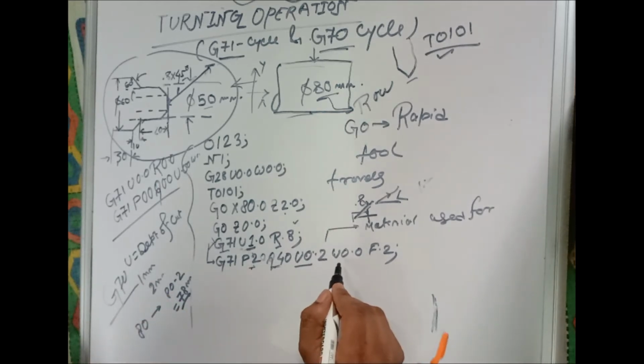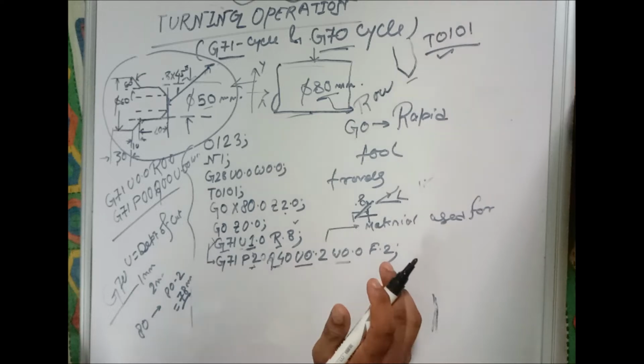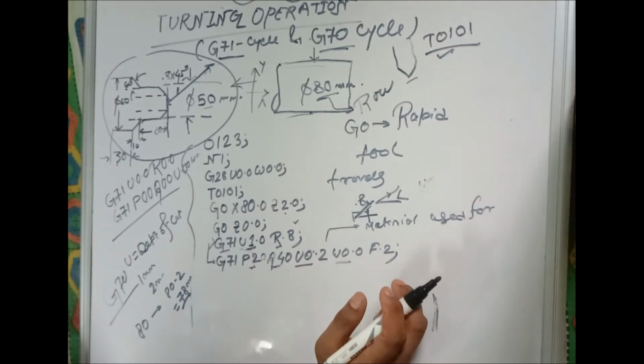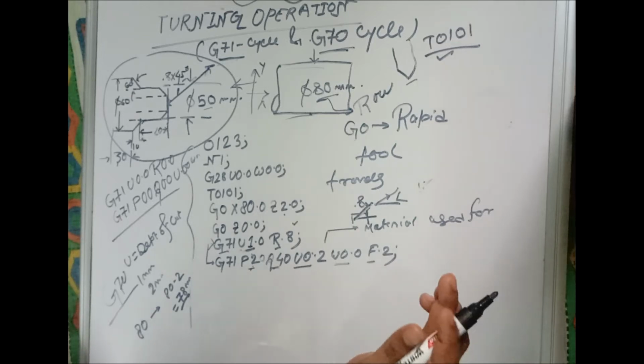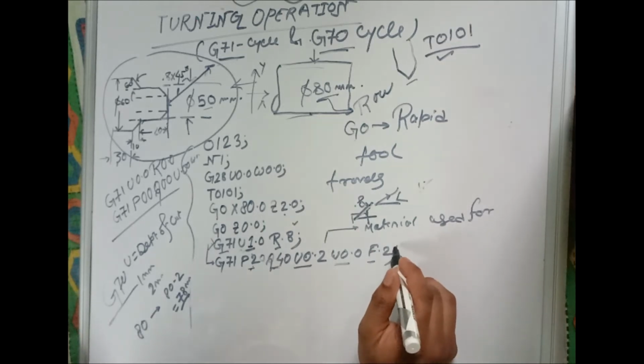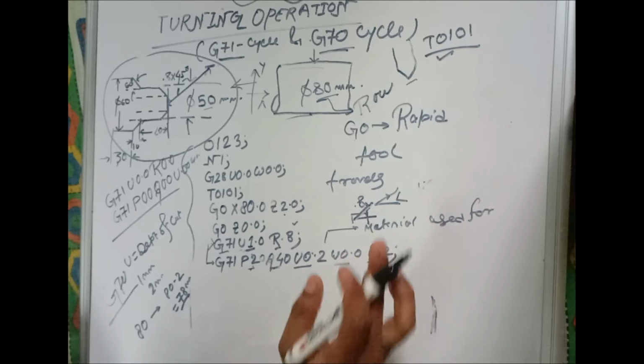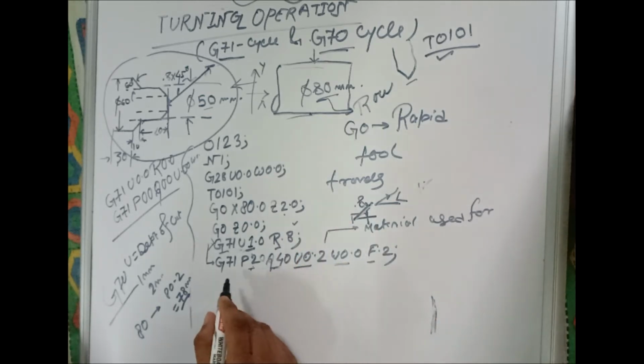W 0.0 means we will not leave any kind of material for finishing, and F is the feed, whatever feed we will use, it will help the job to cut. Okay, then we will write the sequence N20.